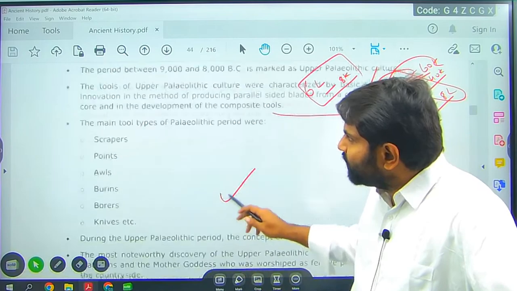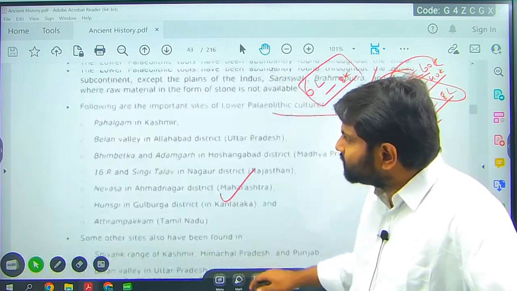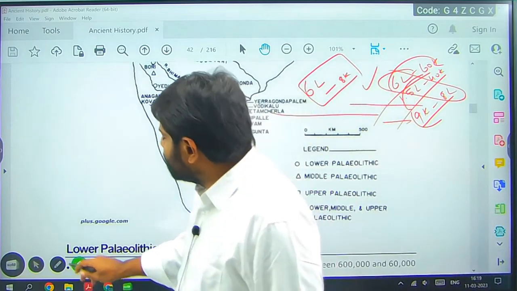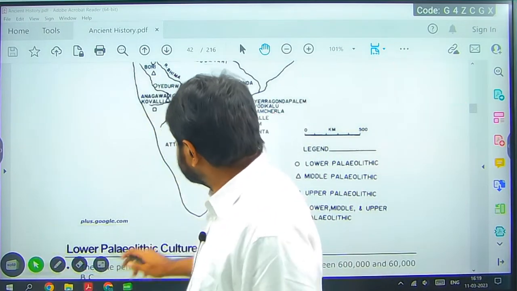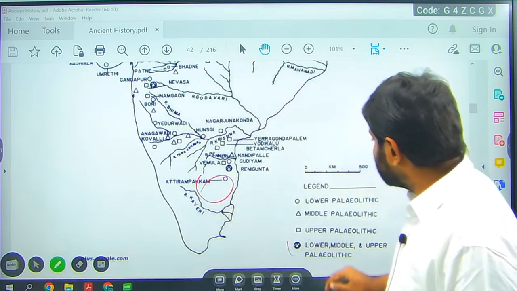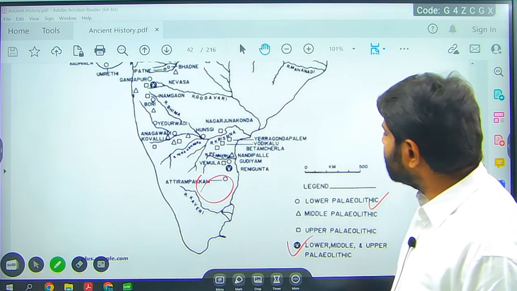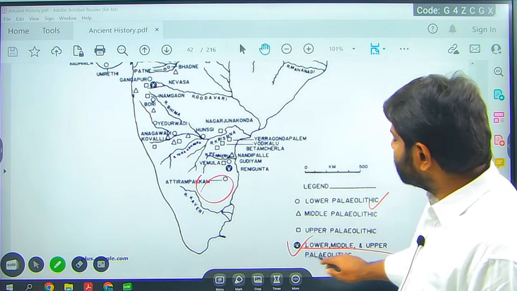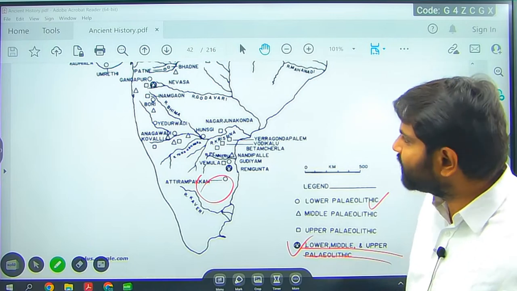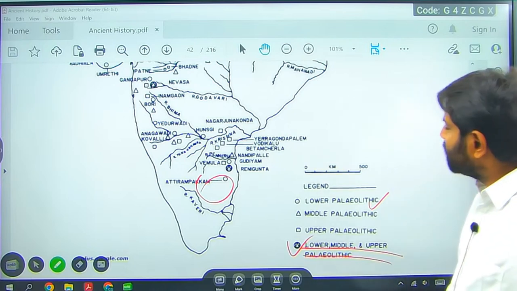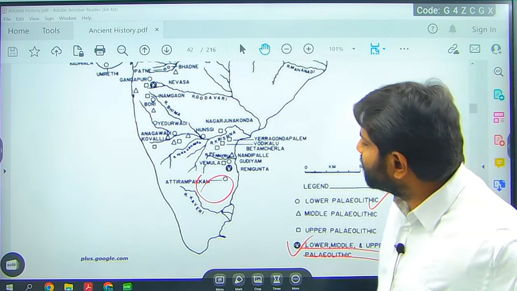So if you try to identify the sites clearly, I would like you to see from the bottom. So here, Athirampakkam is there. You can see Athirampakkam from Lower Paleolithic age clearly, right? So this is a composite one. All periods were there. For example, if you take Bimbetka, it is there in both Lower Paleolithic and Middle Paleolithic likewise.